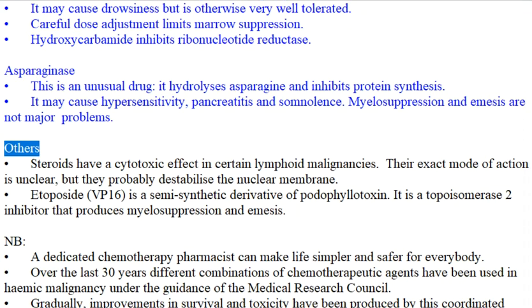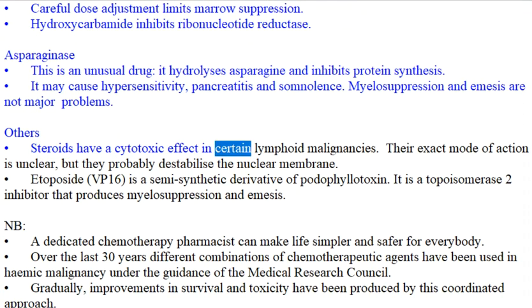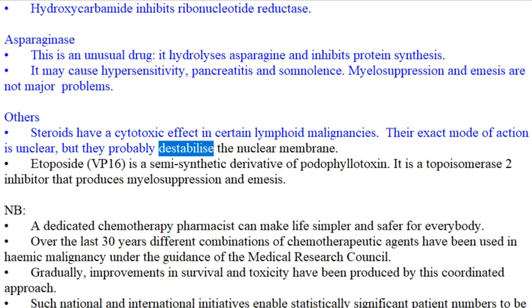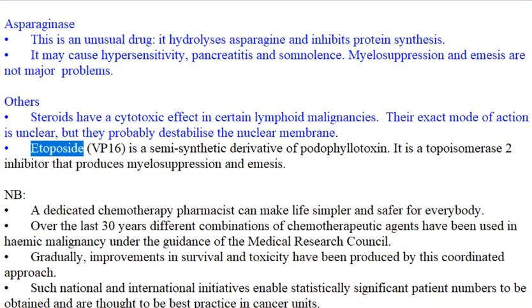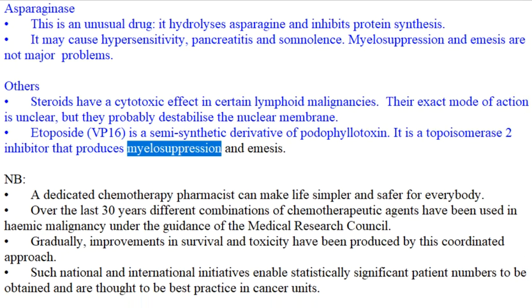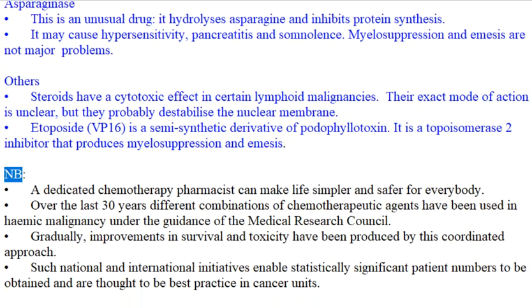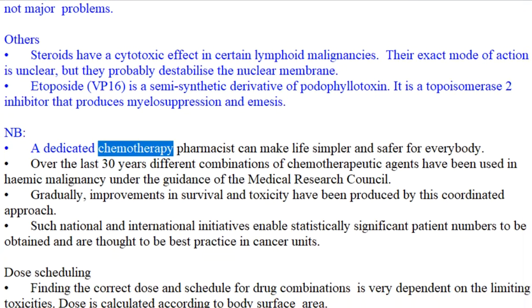Others. Steroids have a cytotoxic effect in certain lymphoid malignancies. Their exact mode of action is unclear, but they probably destabilize the nuclear membrane. Etoposide, VP16, is a semisynthetic derivative of podophyllotoxin. It is a topoisomerase II inhibitor that produces myelosuppression and emesis. NB. A dedicated chemotherapy pharmacist can make life simpler and safer for everybody.